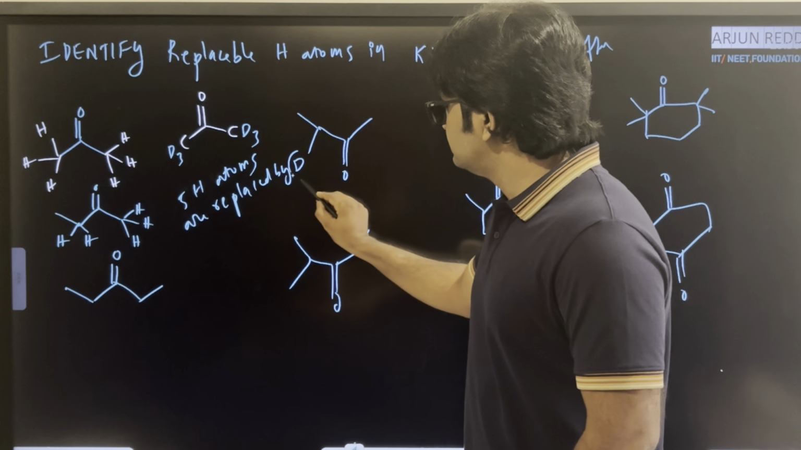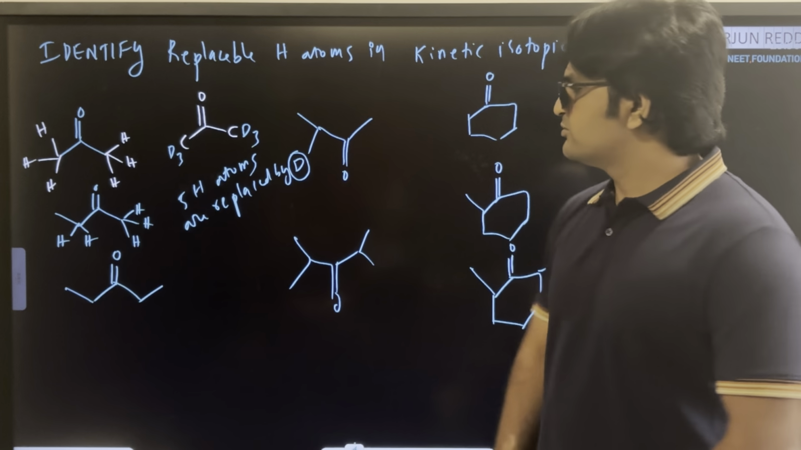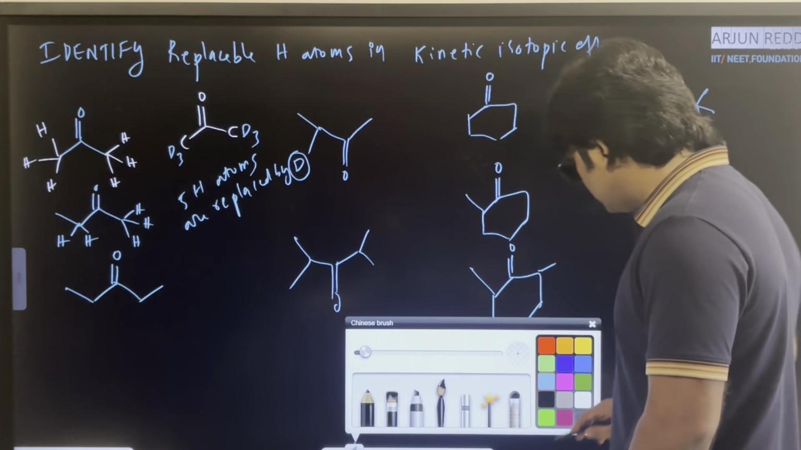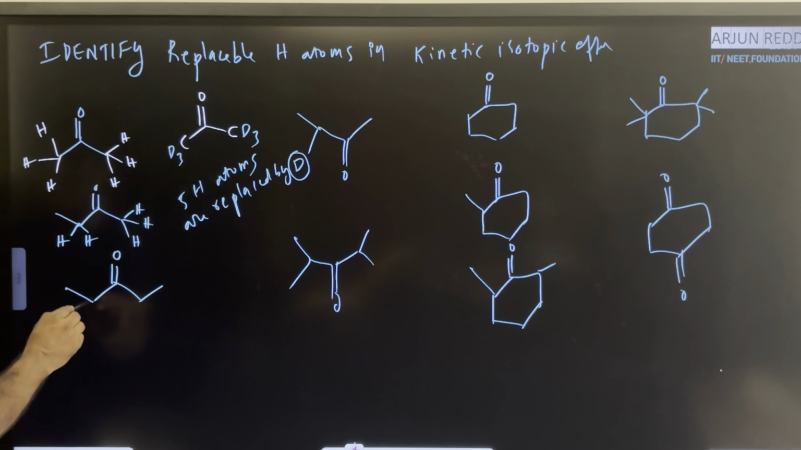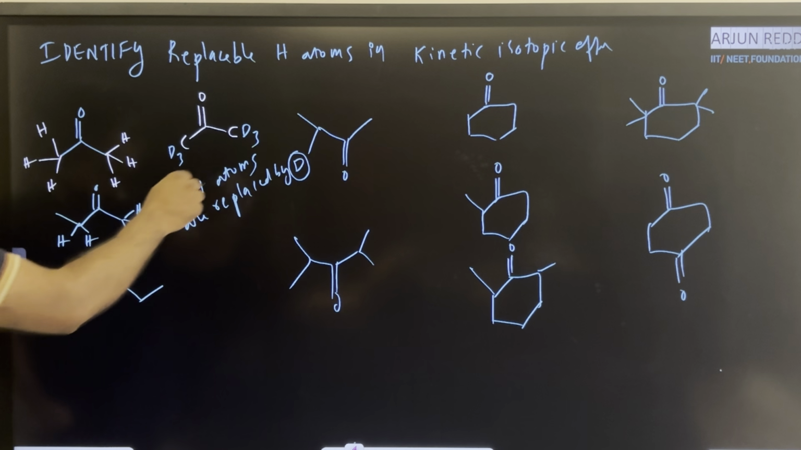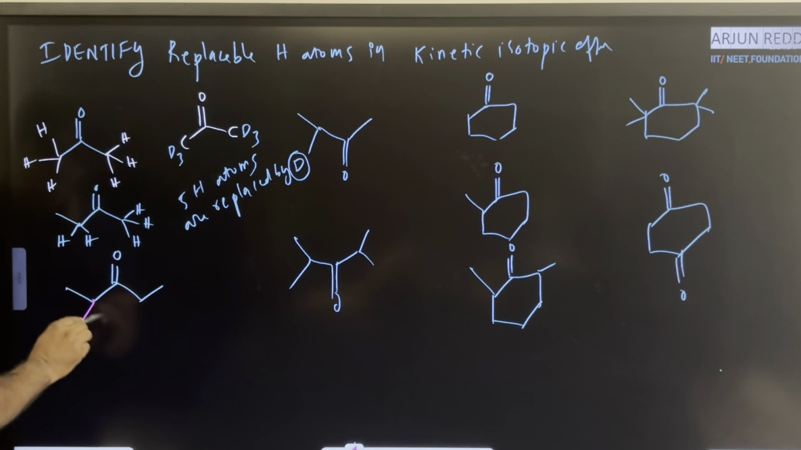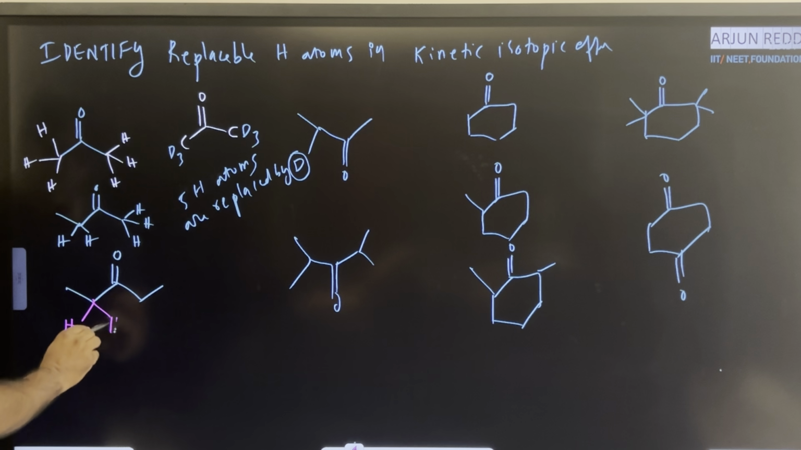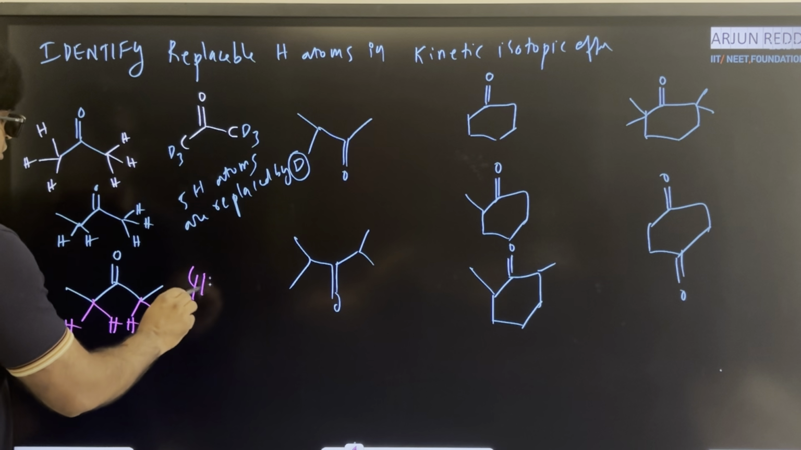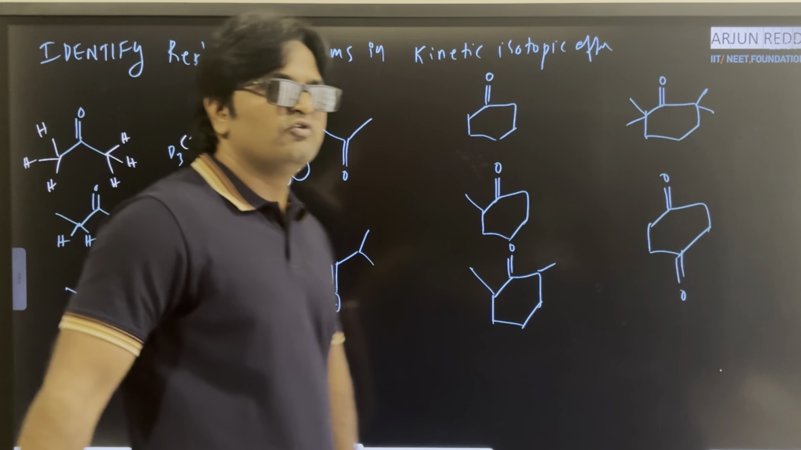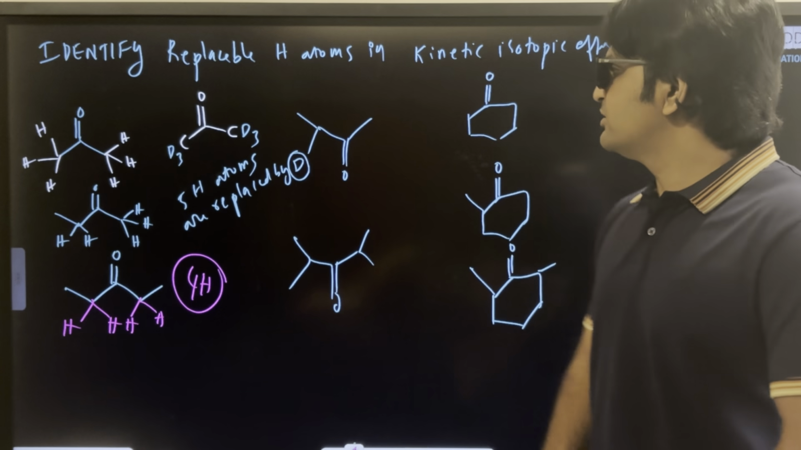By deuterium. 5 hydrogen atoms are replaced by deuterium. Next one. In the next question, how many replaceable hydrogen atoms? Again and again I am not going to write that statement, just to identify the number of hydrogens. 1, 2. Again here also 1, 2. Total how many hydrogen atoms? 4 hydrogen atoms. 4 replaceable hydrogen atoms are there.